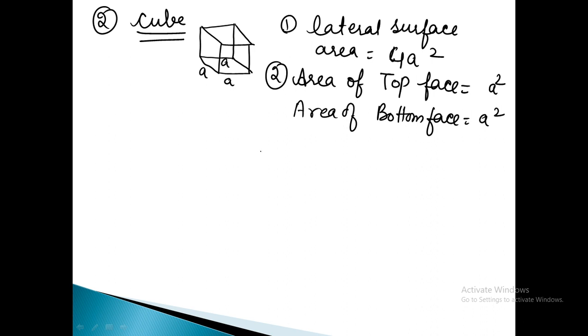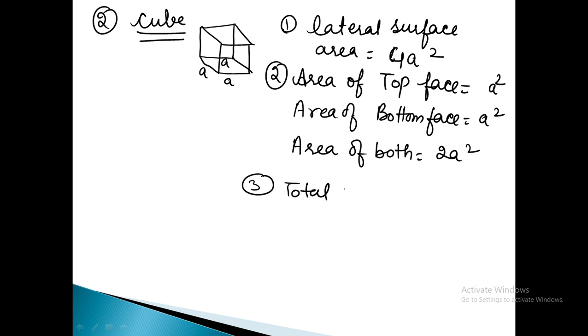And if you want to add the area of both, then it will be 2a². The third formula is related to total area. If you find the total area of a cube, then you will use 6a². If you want to find the volume of a cube, then you can use a³, a raised to power 3.